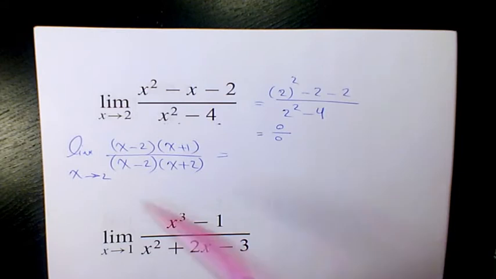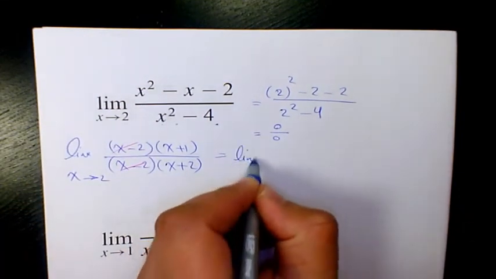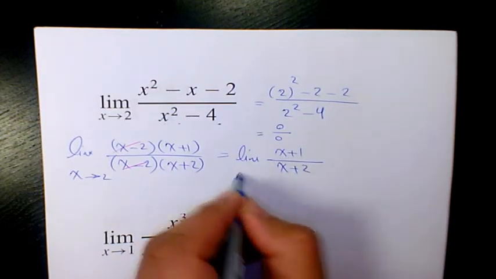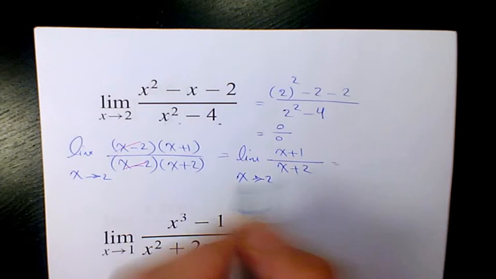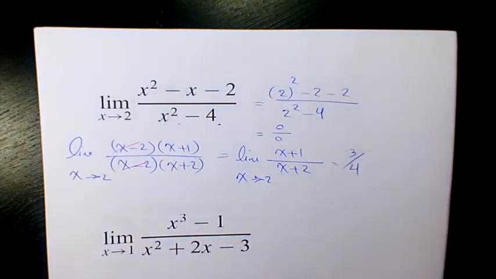Now what you see here, this term and this term from numerator and denominator are the same. So it is going to reduce to the limit of x plus 1 divided by x plus 2 when x approaches 2. So it's going to be 2 plus 1, 3, divided by 4. 3 over 4 is going to be the answer to this limit.